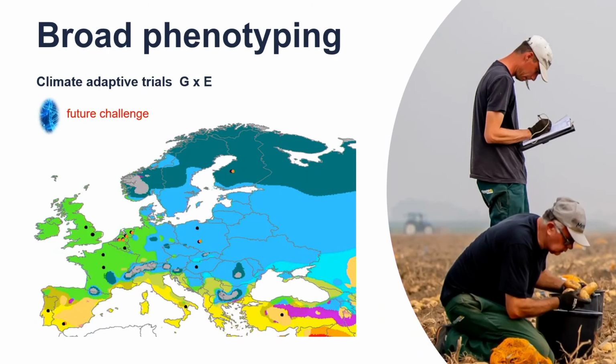In the last phase of the breeding, we test our candidate varieties throughout whole Europe, and we want to cover every climate zone as possible, to have a prediction on the climate adaptivity. And here you see the G times E, which is a very, very important interaction in potato and in many crops, of course. And you see with the DNA analysis, that's a real future challenge. We don't have grip on it yet.